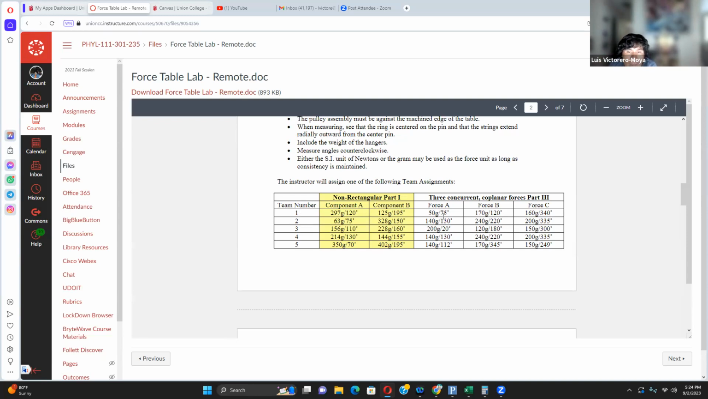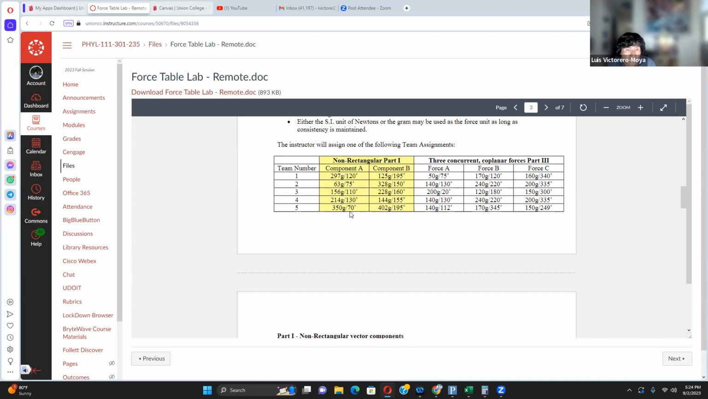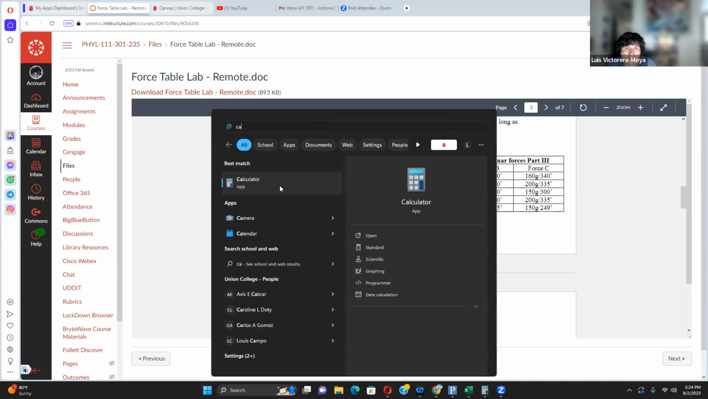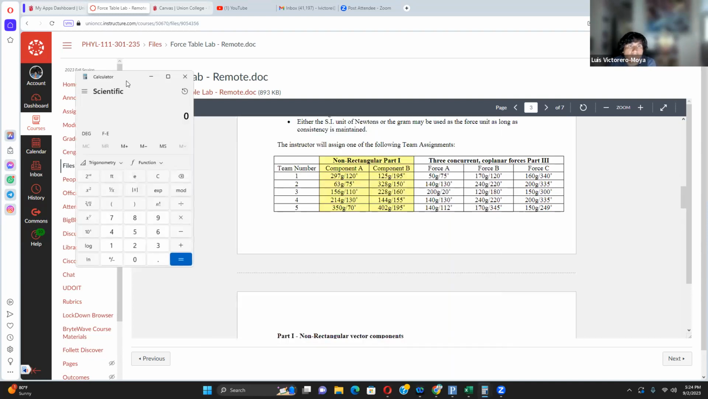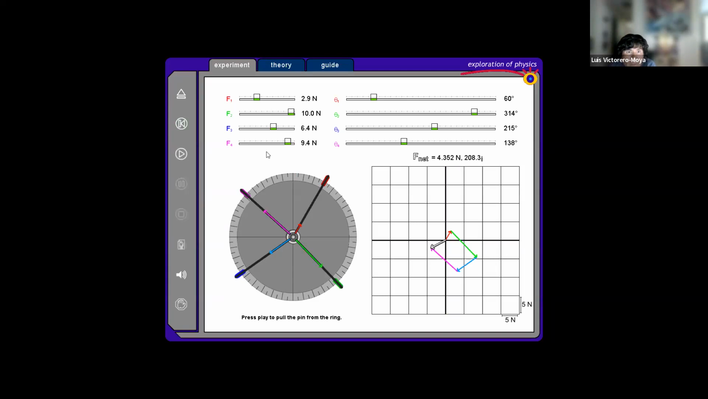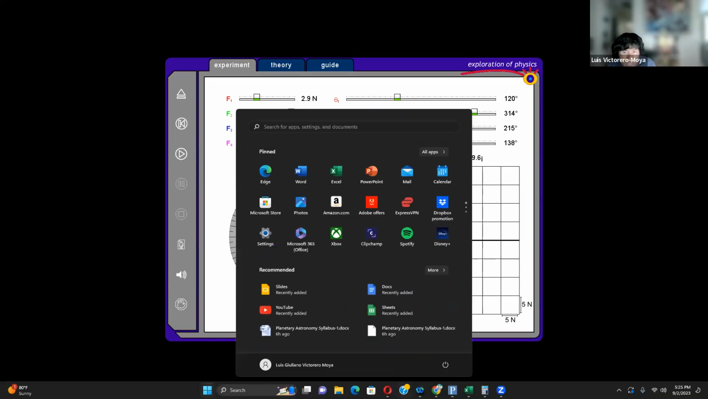Let's suppose you use row 1. 297 grams at 120 degrees. So if you open your calculator, 297 divided by 1,000 multiplied by 9.8, 2.9 newtons. So this is 2.9 newtons at 120 degrees. So you're going to go here, reset this. Oh, 2.9 at 120 degrees. Perfect.